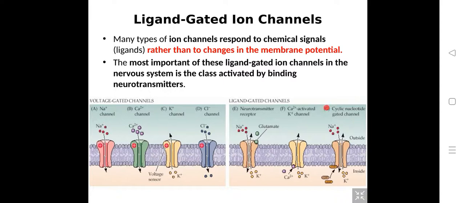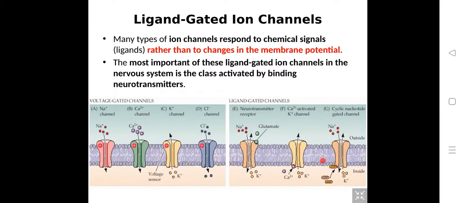Then you have cyclic nucleotide-gated channels. Cyclic nucleotides are cyclic AMP, cyclic GMP. All those are cyclic nucleotides. It will be activated by a cyclic nucleotide, again, on the intracellular side of the membrane, and this causes the channel to open and cause movement of sodium into the cell and potassium out of the cell.